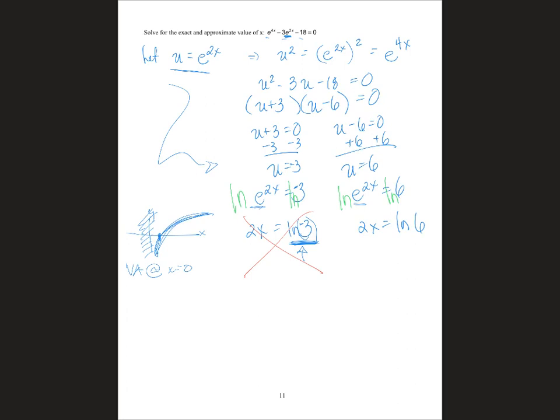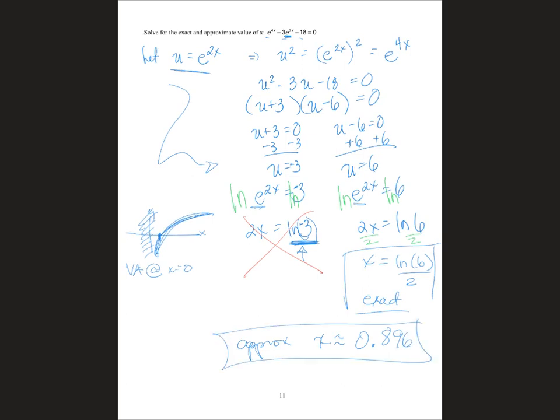That is undefined. However, on the left-hand side, I can go ahead and divide each side by 2 and get x equals the natural log of 6 divided by 2. Again, this would be your exact solution. And if I wanted to find an approximate solution, I would go ahead and take the natural log of 6 and divide it by 2, and you should be able to get 0.896 as your approximate solution. 3 significant digits is sufficient unless otherwise stated.